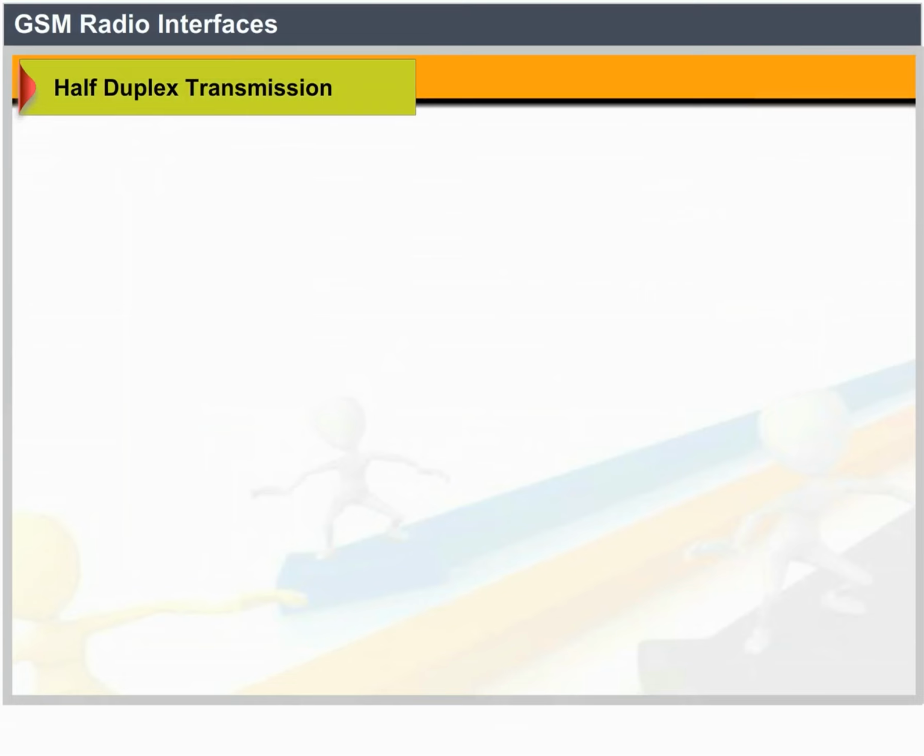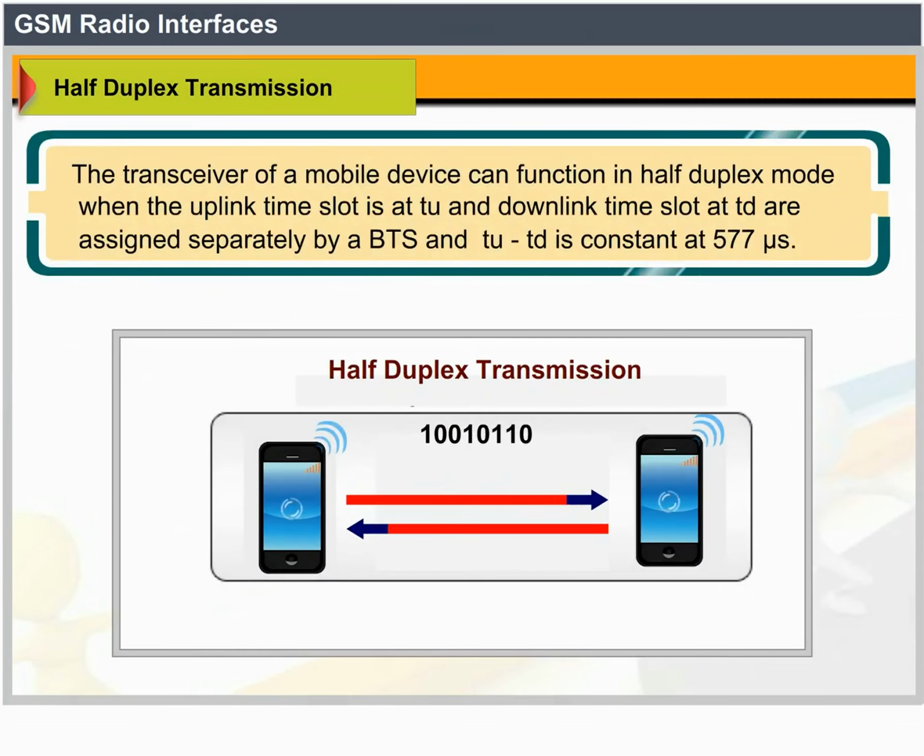Half-duplex transmission. A mobile device can function in half-duplex mode when the uplink time slot at TU and the downlink time slot at TD are assigned separately by a BTS, and TU minus TD is constant at 577 µs.